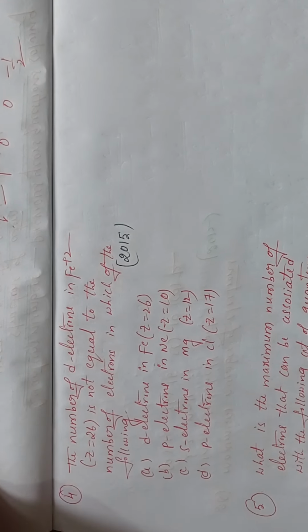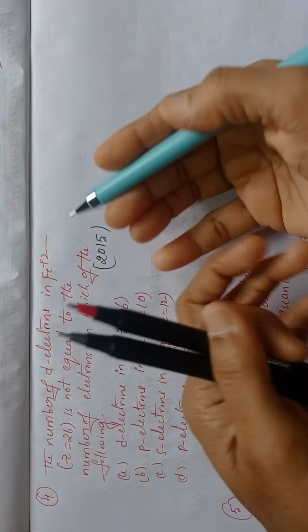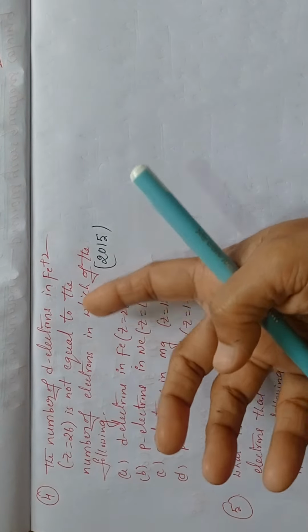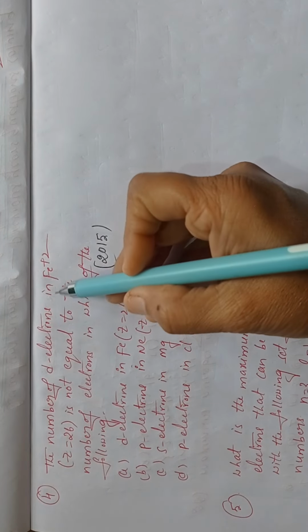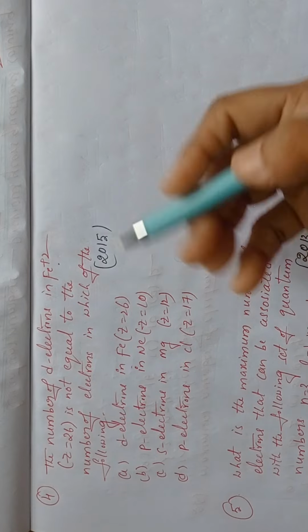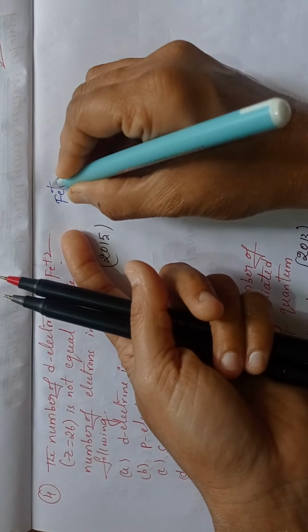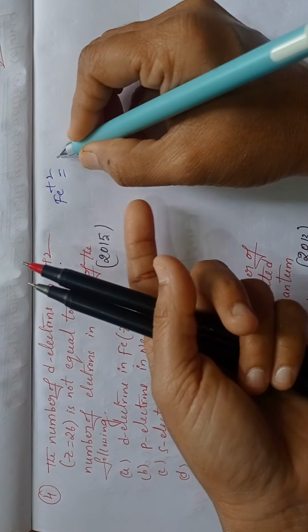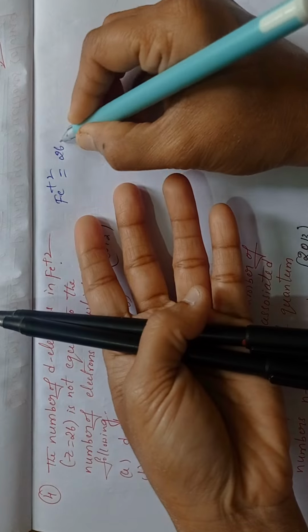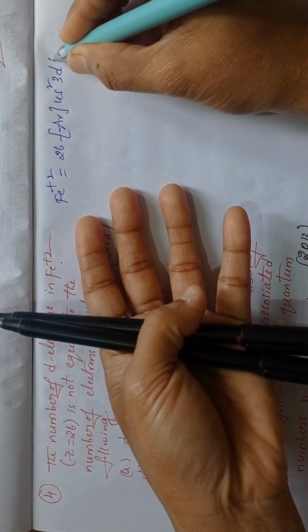Now coming to the next question, students. The number of d electrons in Fe2+ (Z = 26) is not equal to the number of electrons in which of the following. So first you have to calculate the number of d electrons in Fe2+. After that, we have to find the rest. Now see, Fe2+ is asked. What is the atomic number of iron, students? Scandium, titanium, vanadium, chromium, manganese, iron: 26. So argon, electronic configuration 4s2, 3d6.